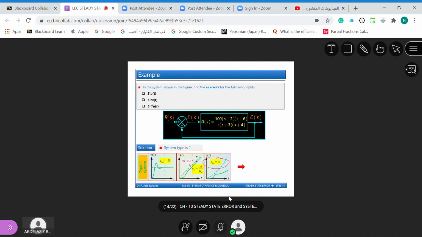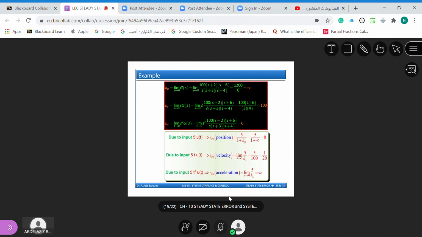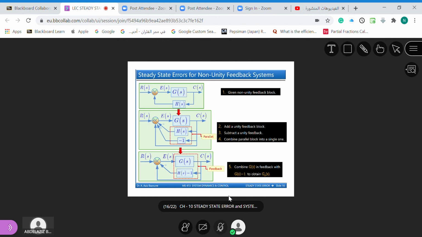Infinity. So this is what we have in the steady state error. What we have seen so far, Shabab, was when we have a unity feedback. This was the steady state error. Now, if we don't have unity feedback, we have H of S like this. Now, it's not necessarily equal to 1. So we will see what we can do.